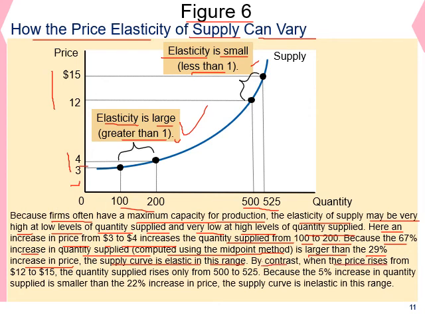By contrast, when the price rises from $12 to $15, the quantity supplied rises from 500 to 525. Because the 5% increase in quantity supplied is smaller than the 22% increase in the price, the supply curve is inelastic in this range, which is going to be this case.